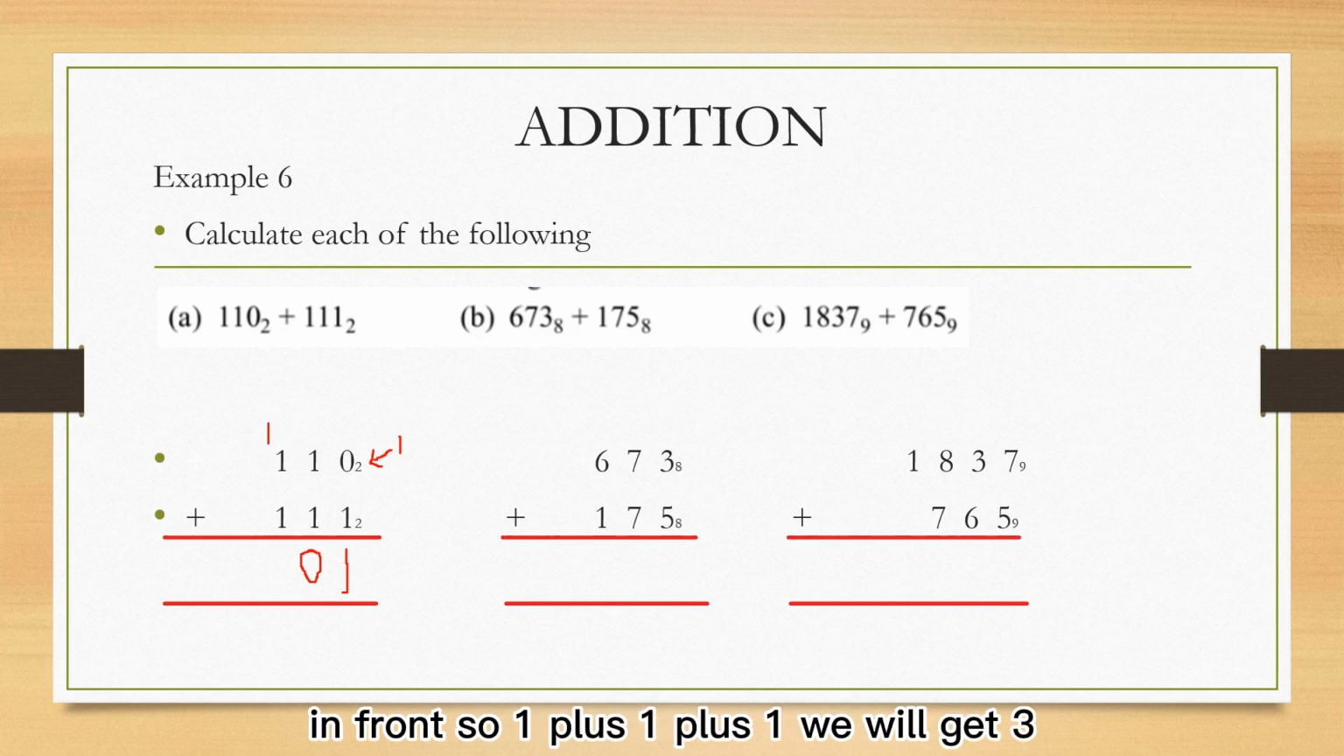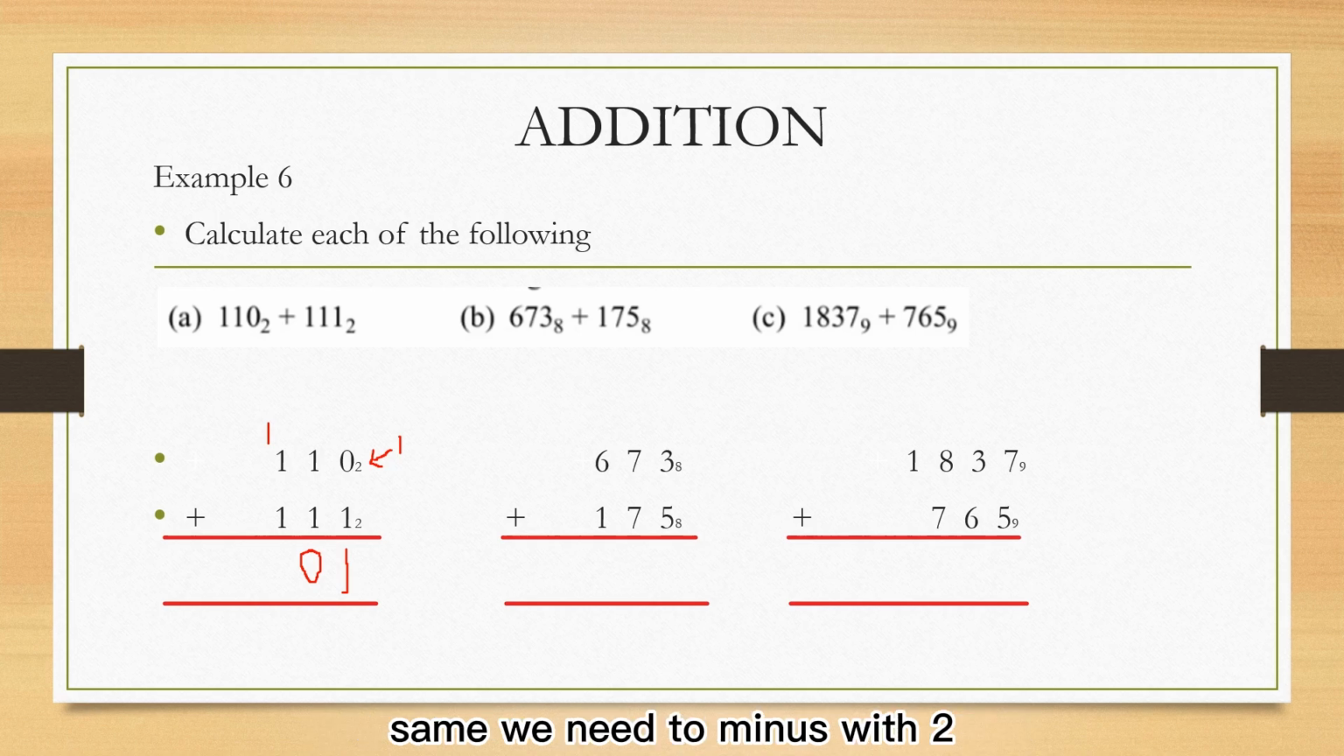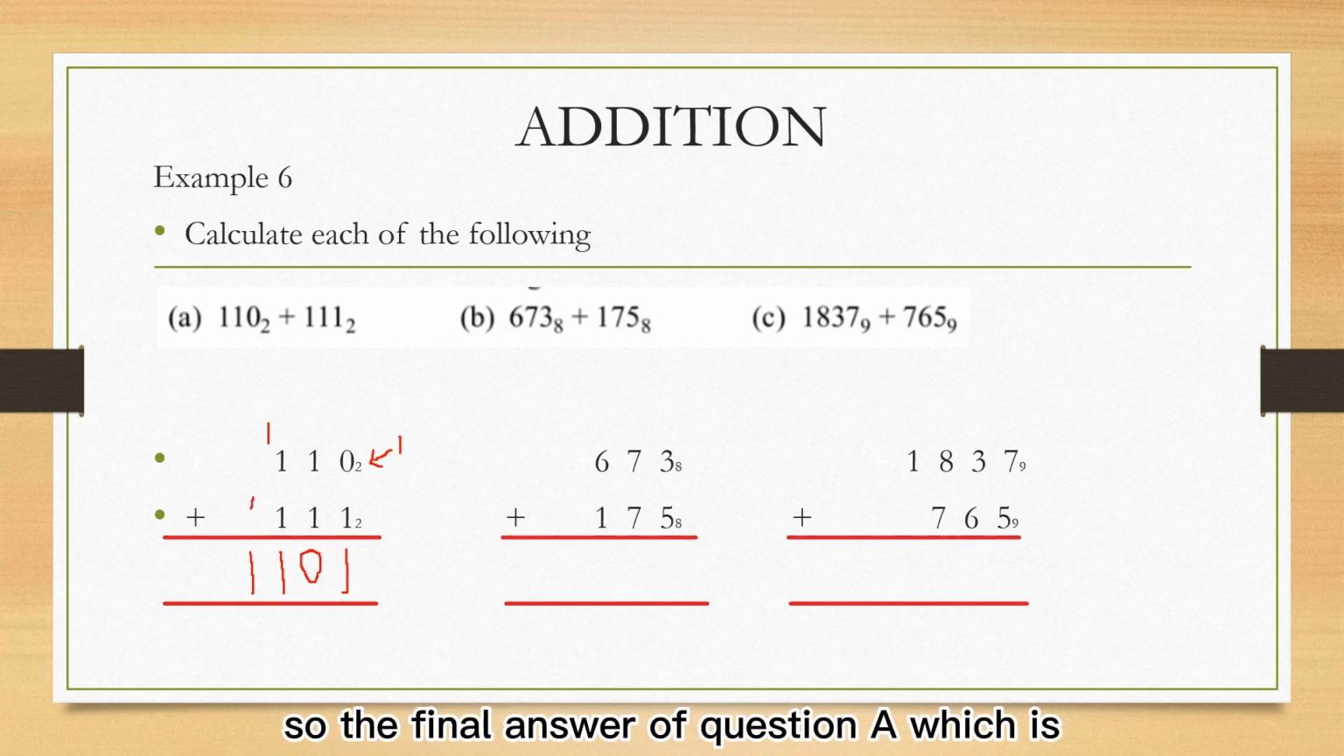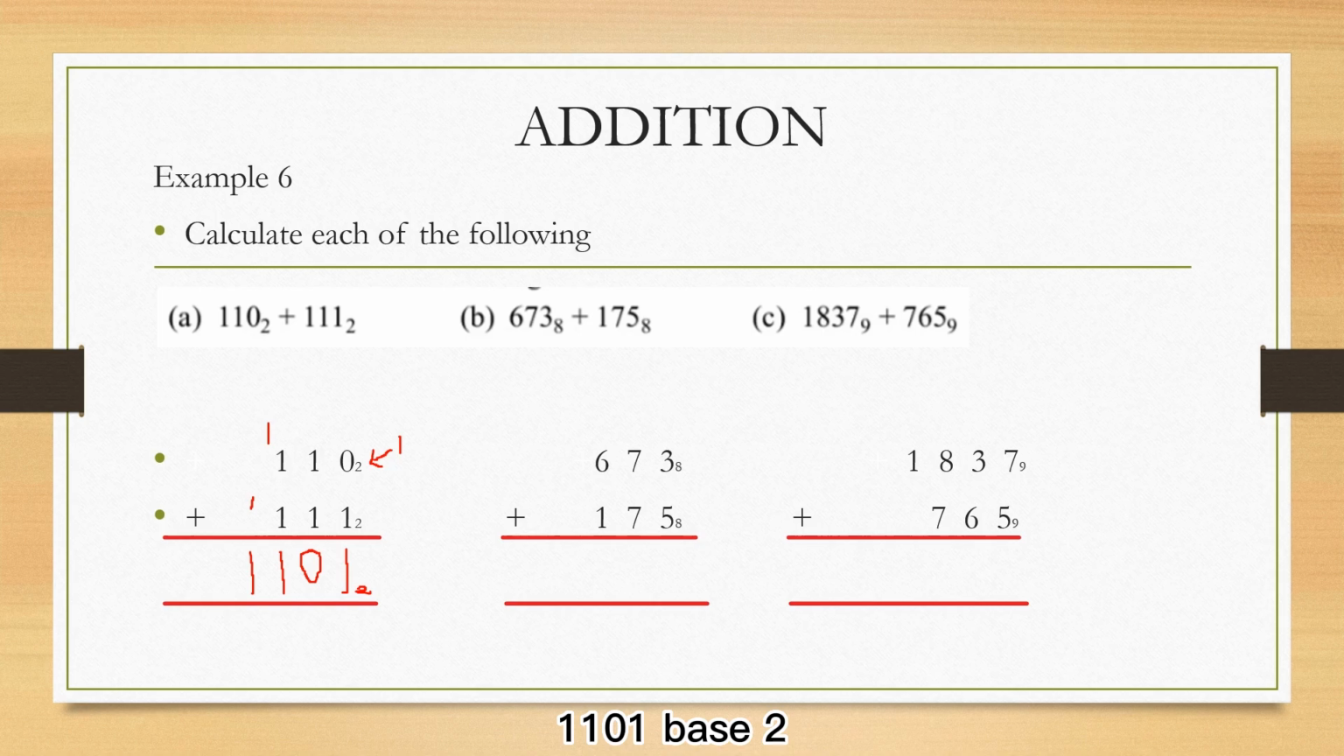So 1 plus 1 plus 1, we get 3. Same, we need to minus 2. 3 minus 2, we get 1. And need to add 1 in front. So the final answer of question A is 1101 base 2. Let's move on to the next question.